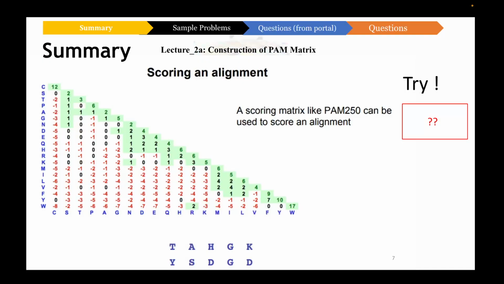So here I have given a PAM matrix, that is a pre-computed PAM matrix, and an alignment. Using this PAM matrix, which is a scoring matrix like PAM 50, can you try to score the alignment that is observed at the bottom of the screen? Score the alignment observed at the bottom of the screen using the PAM matrix provided.